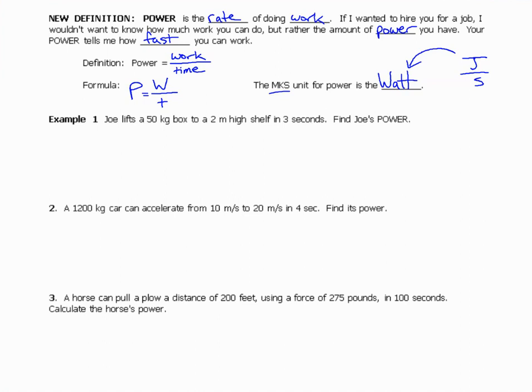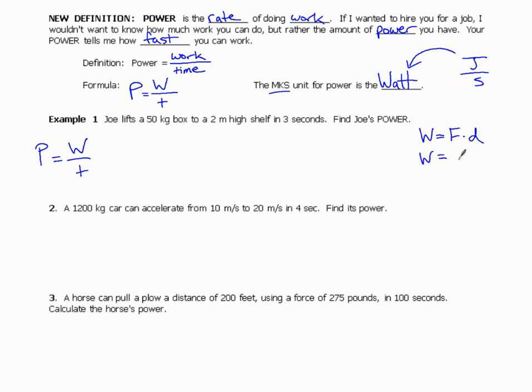So example 1, Joe lifts a 50-kilogram box to a 2-meter high shelf in 3 seconds. Find Joe's power. So power equals work divided by time. So we have to figure out what is the work here. Remember, work is force times distance. Force exerted over a distance.